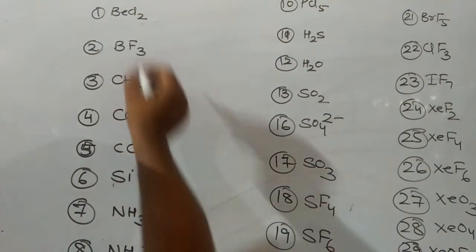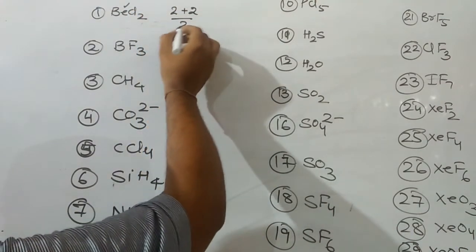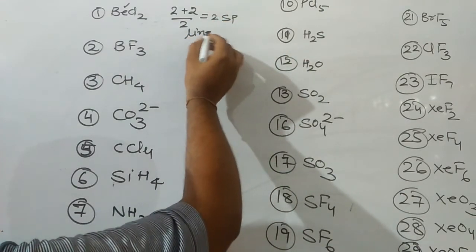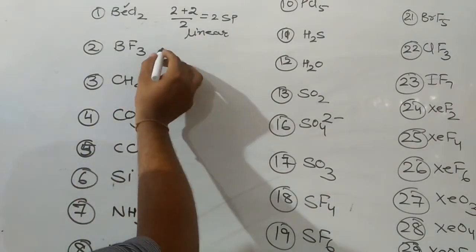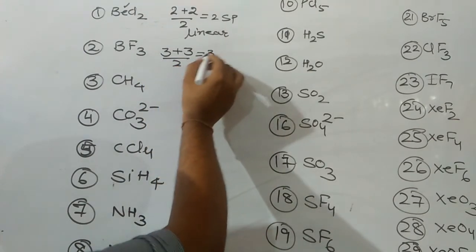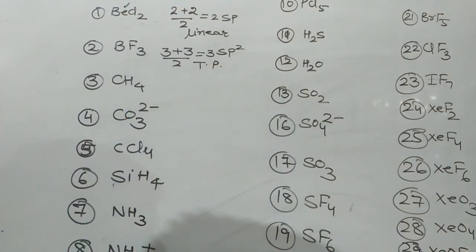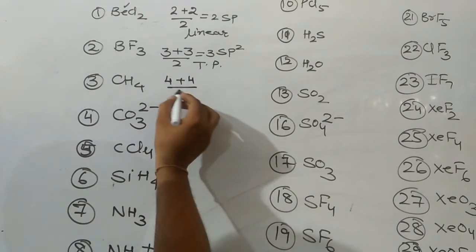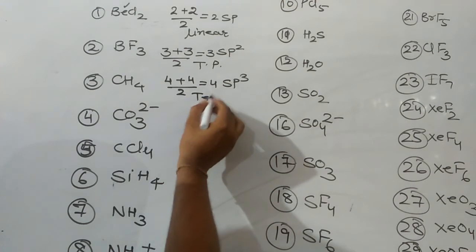First case, BeCl2: 2 valence electrons plus 2 monovalent atoms upon 2, that comes out to be 2. So hybridization will be sp and shape will be linear because only 2 bond pairs are there. Next is BF3: 3 valence electrons of boron plus 3 monovalent atoms upon 2, that comes out to be 3. So hybridization will be sp2, shape will be trigonal planar. For CH4, valence electrons of carbon 4, monovalent atoms 4, upon 2, that comes out to be 4. Hybridization sp3, shape is tetrahedral.